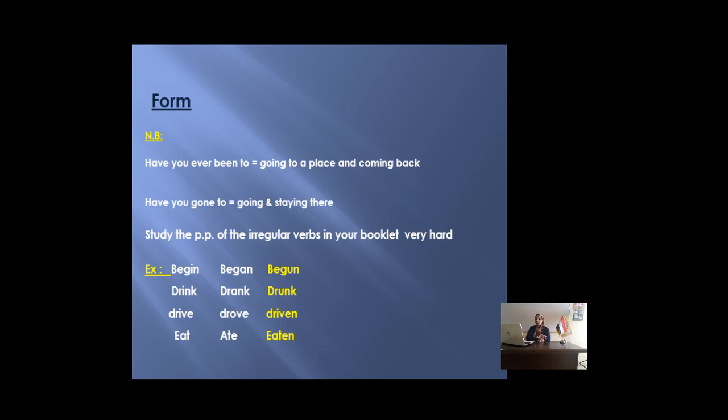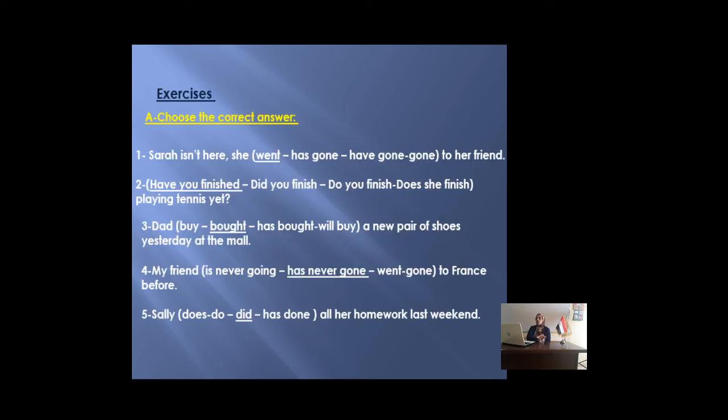Let's go to slide 9. It's the example or exercise that we have. Choose the correct answer. It's done for you to know the difference. Sarah isn't here. She went, or has gone, or have gone, or gone to her friend. Okay, she's not here. I may use it, she went to her friend, or I may use it, she has gone to her friend. Okay, why should I use it, she has gone? I don't have any keywords here. So I have to say, she went to her friend.